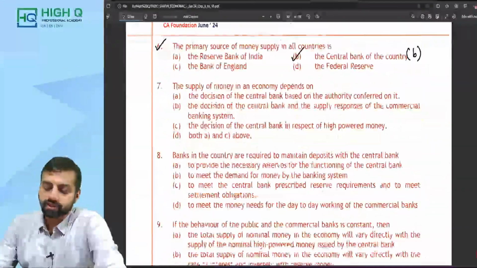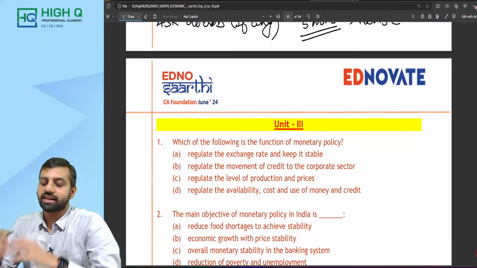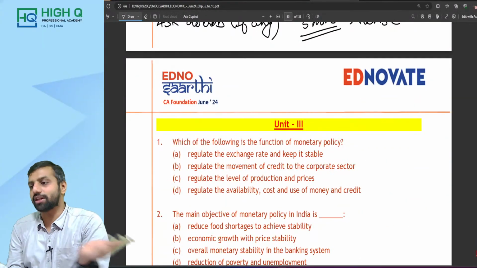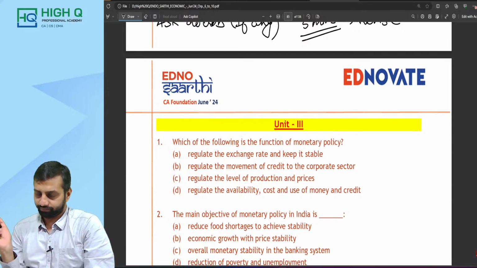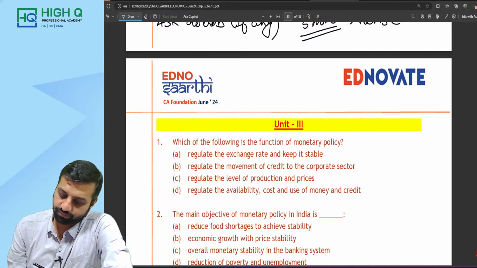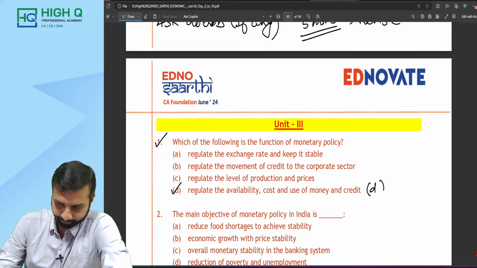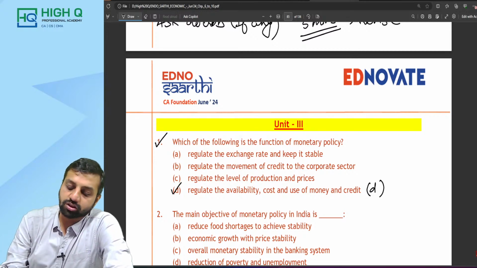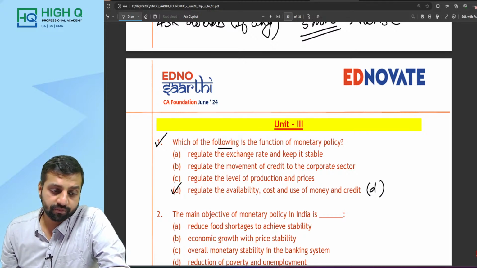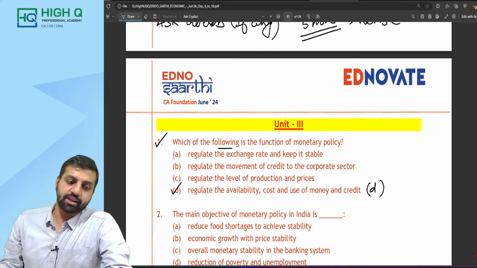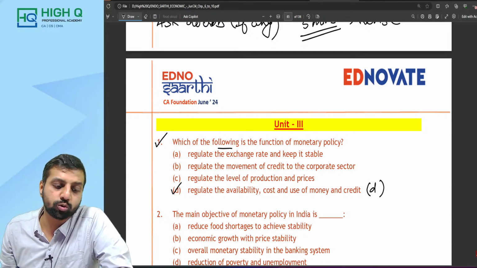So let's go to the MCQs of unit number 3 and then start with the last part of our journey today. That is chapter number 9. Question number 1, the answer is D. Which of the following is the function of monetary policy? It is to regulate the availability, cost and use of money.